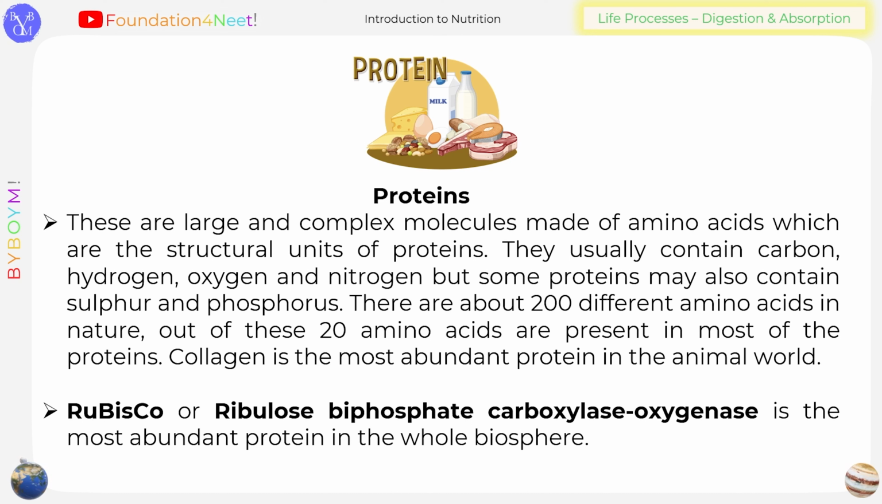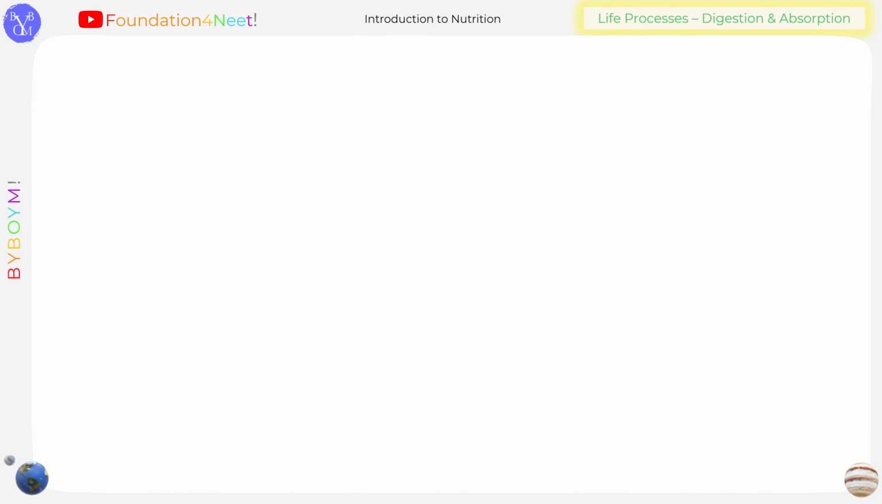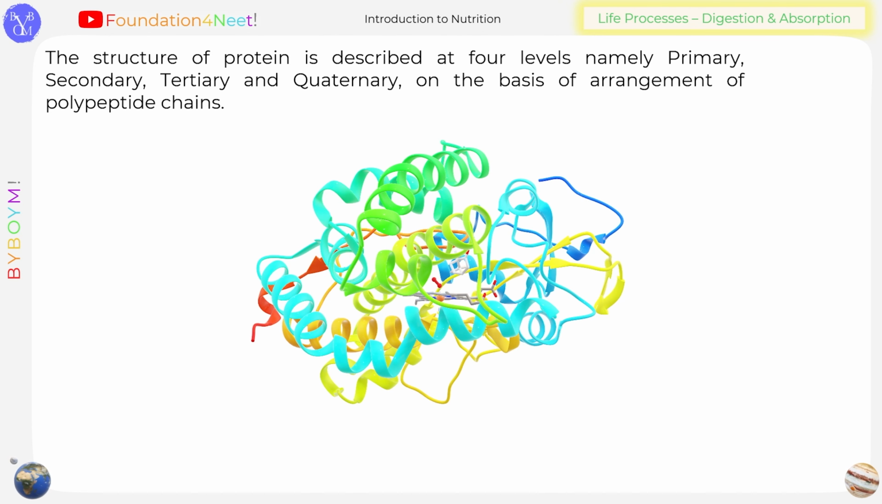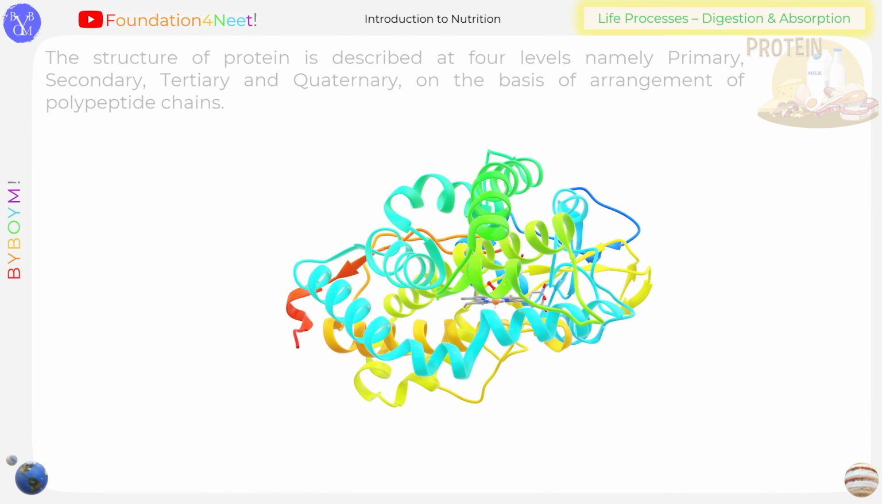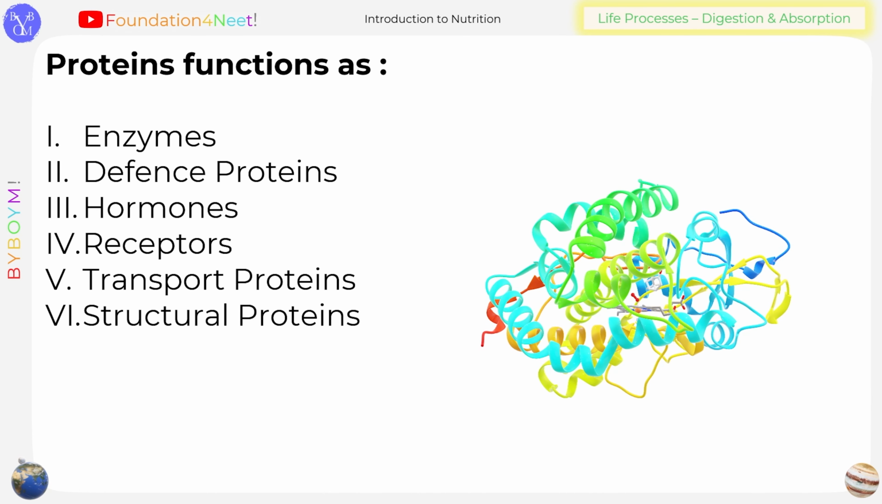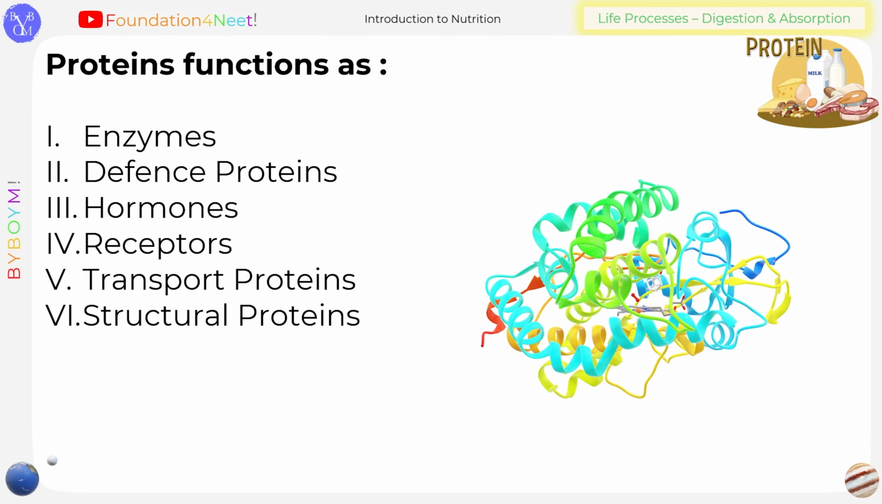The most abundant protein in the animal world is collagen, and Rubisco or ribulose bisphosphate carboxylase oxygenase is the most abundant protein in the whole biosphere. This is present in plants. So proteins have four different levels of structure: the primary, secondary, tertiary and quaternary, and this is on the basis of the polypeptide chain. Proteins function as enzymes, defense proteins, hormones, receptor proteins, transport proteins, structural proteins.